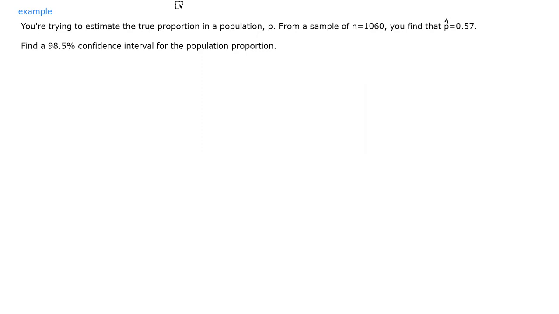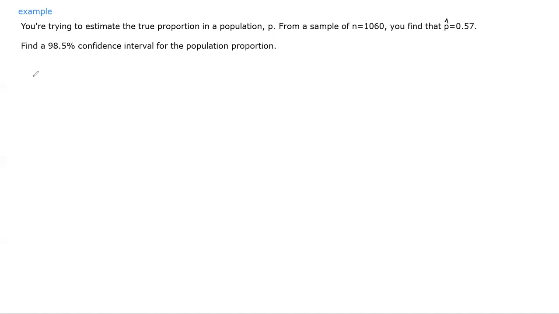In this video, I'm just going to show you how to find a confidence interval for a proportion. This is an example that we didn't have the time to cover in class. It was written in the notes, so I'm just going to go over how to solve this. So we're trying to estimate the true proportion of a given population, which we denote by the letter P, and from a sample of size 1060, we find a proportion of 0.57. This is the estimator. We're going to find a 98.5% confidence interval for the population proportion, right?